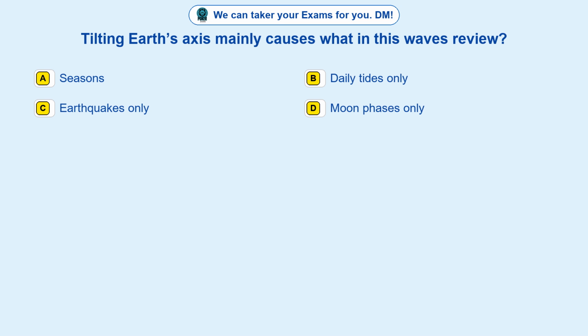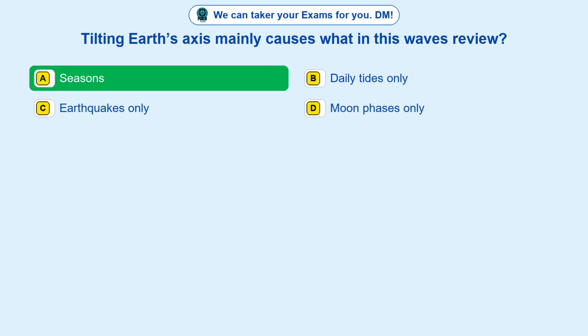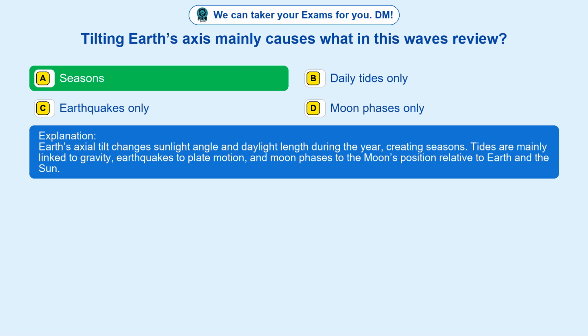Question 89. Tilting Earth's axis mainly causes what in this waves review? Option A, seasons. Option B, daily tides only. Option C, earthquakes only. Option D, moon phases only. The correct answer is option A. Seasons. Earth's axial tilt changes sunlight angle and daylight length during the year, creating seasons. Tides are mainly linked to gravity, earthquakes to plate motion, and moon phases to the moon's position relative to Earth and the Sun.